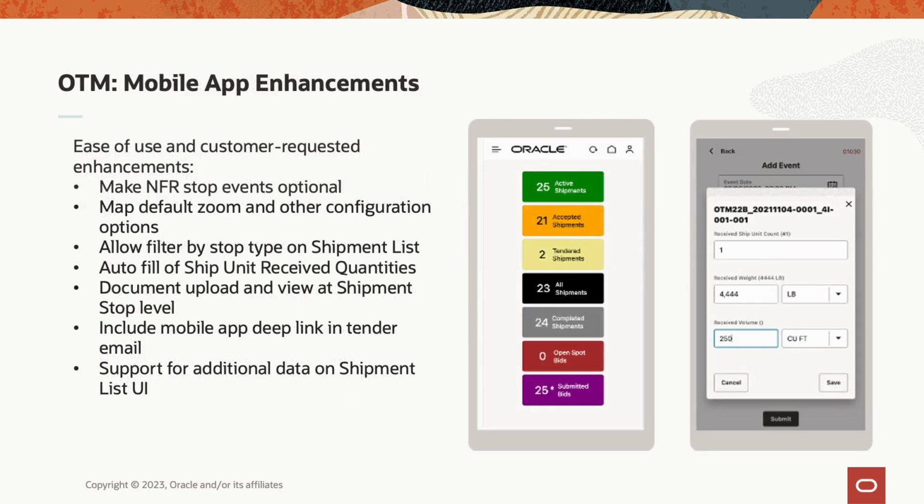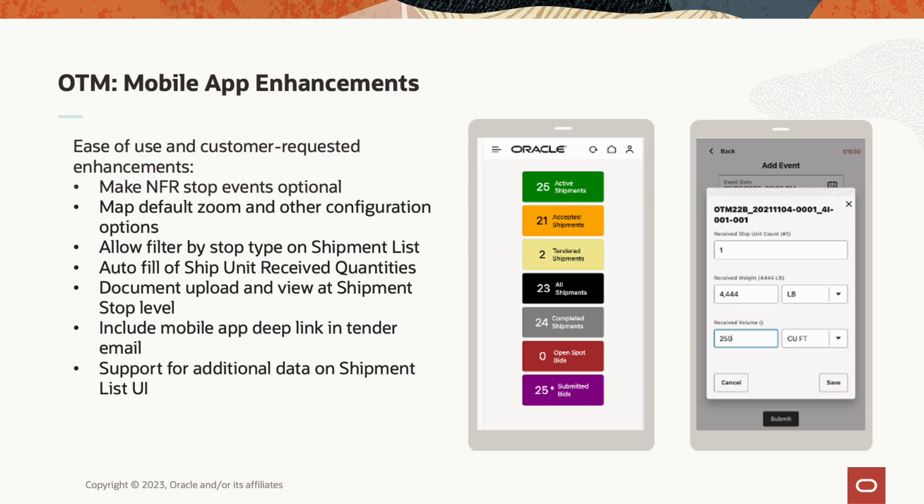In 24A, we've continued to enhance the configurability and usability of the OTM mobile app. Some of the 24A mobile enhancements include giving the option of neither displaying non-freighted rate-related, NFR, stops on the app nor requesting the entry of events at NFR stops. Because drivers often start and end their day at the same location, displaying these stops is not helpful in the app because it does not indicate at a glance where the driver needs to go.